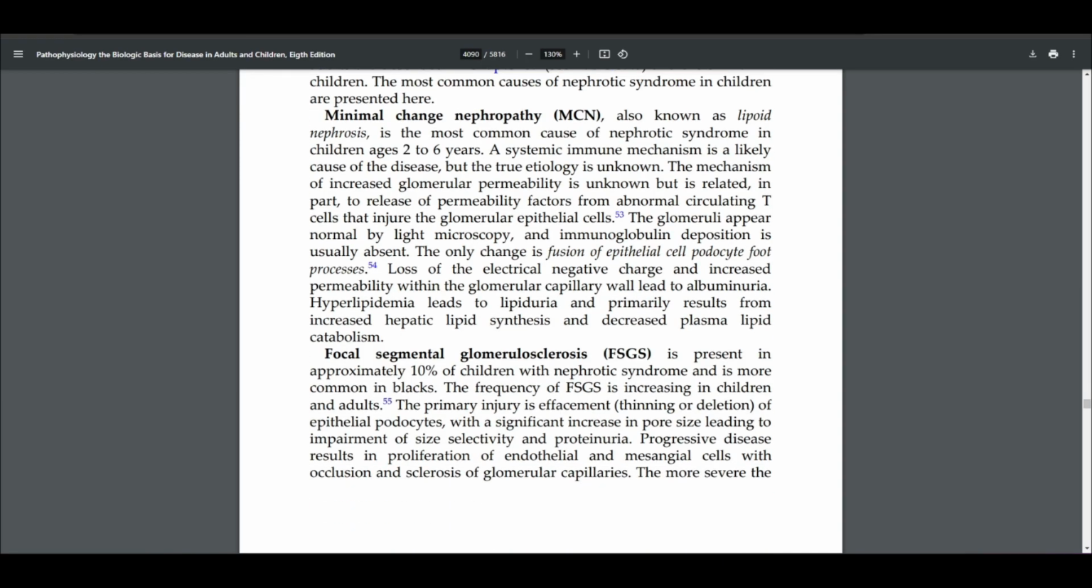So, minimal change nephropathy, MCN, also known as lipoid nephrosis, is the most common cause of nephrotic syndrome in children ages 2 to 6. A systemic immune mechanism is a likely cause of the disease, but the true etiology is unknown. The mechanism of increased glomerular permeability is unknown, but is related, in part, to release of permeability factors from abnormal circulating T cells that injure the glomerular epithelial cells.